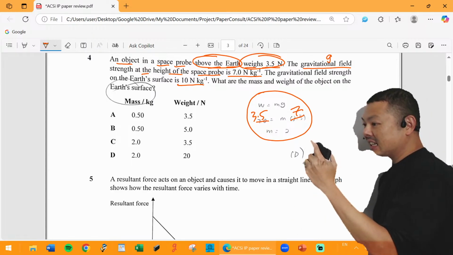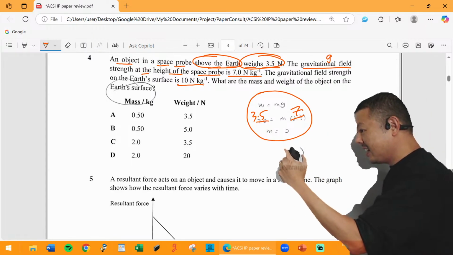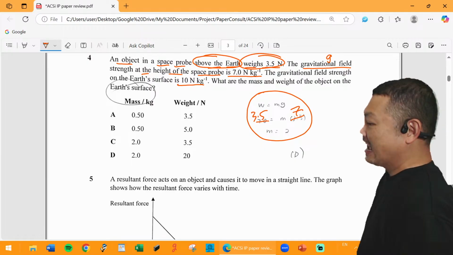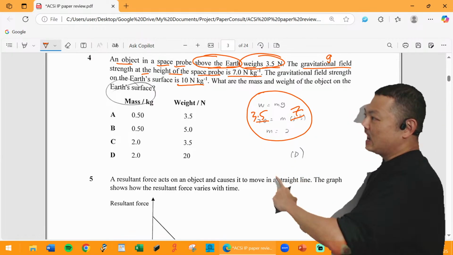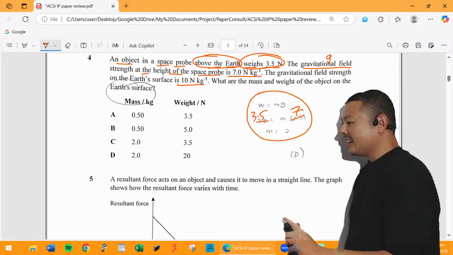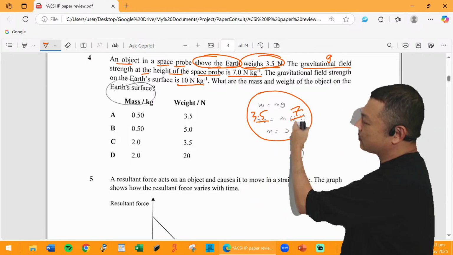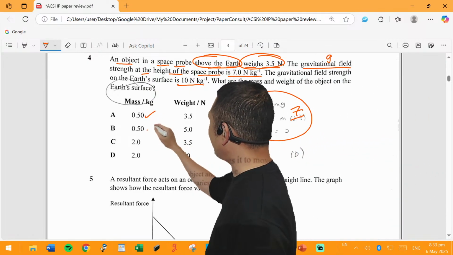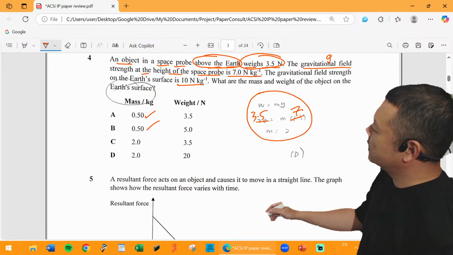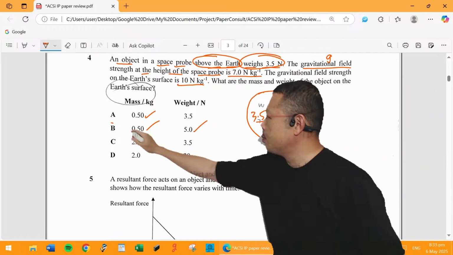Careless mistake. First one. Okay? I will scream at careless mistakes. Knowledge gaps, I won't scream. But careless, somehow you got the equation right. Okay, never mind. So you know that the mass is going to be 0.5, right? And therefore the weight has to be 5, right? So B is your answer here.